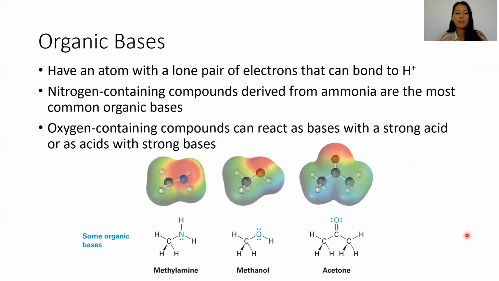Let's talk about bases. Basically anything with a lone pair is a base. So nitrogen containing compounds, oxygen, here, methanol. So notice, methanol can act as an acid or base, depending on what's nearby. Also, this acetone structure, this is used, for example, in nail polish. The lone pair is on the O here.